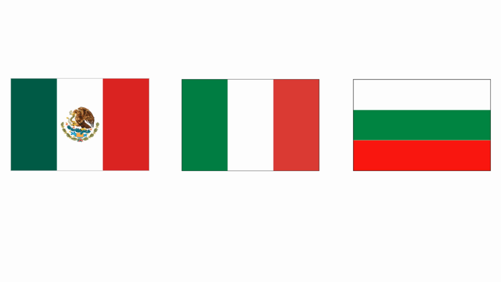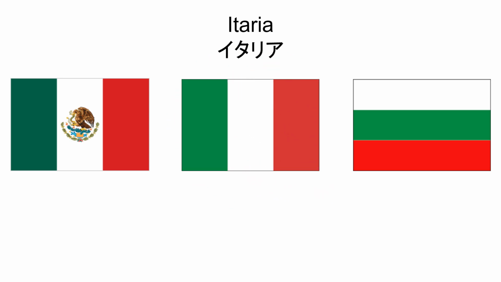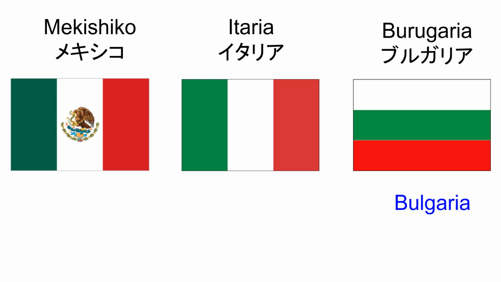This time, let's find a flag of Italia, Italy. Which one is it? どれですか？ Which one is it? はい、これです。The left one is メキシコ Mexico. And right one is ブルガリア Bulgaria.